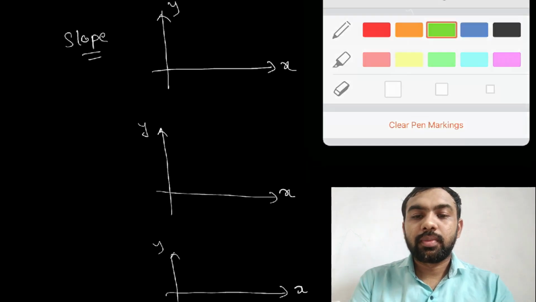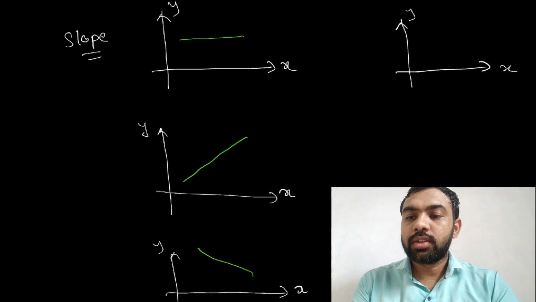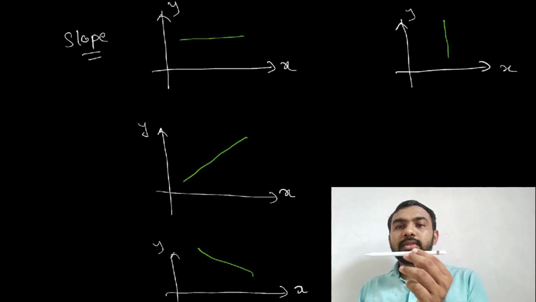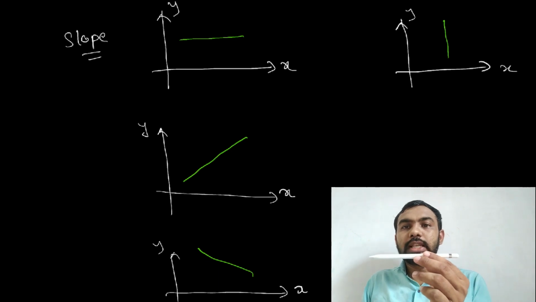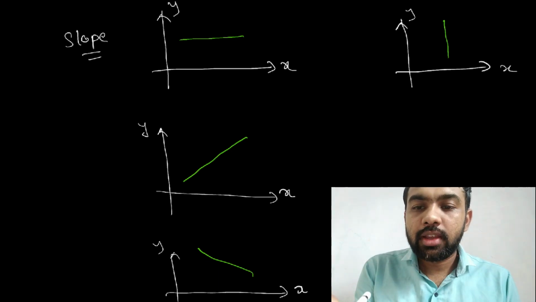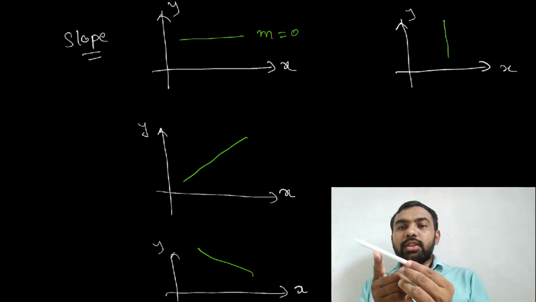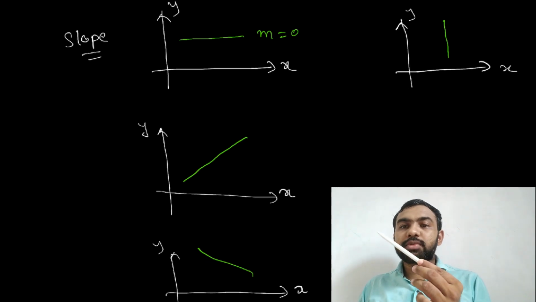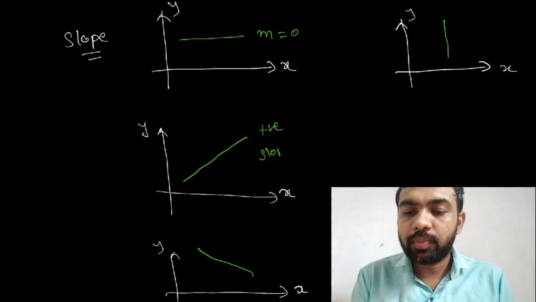Suppose the line is this one first, this one second, this one, this one. These are all different lines. So this line's slope is 0, no slope. See, it's horizontal, straight. So for this type of line, we call the slope 0. If you draw the line this way, then the slope increases. This type of slope is called a positive slope.